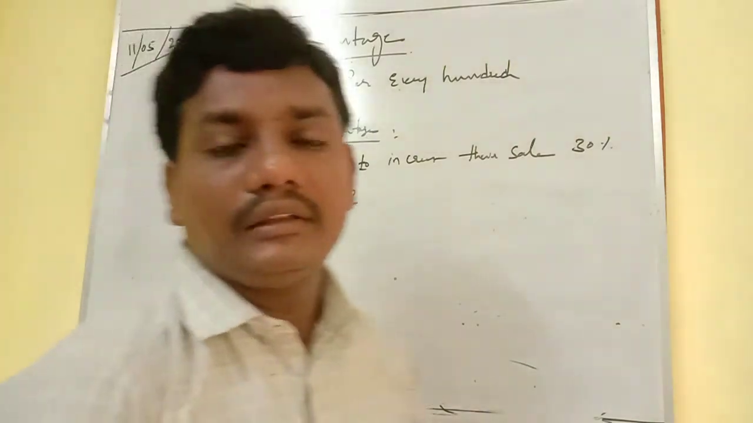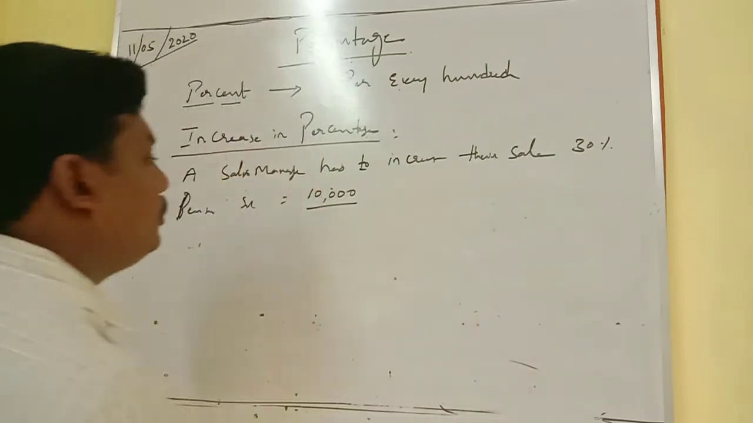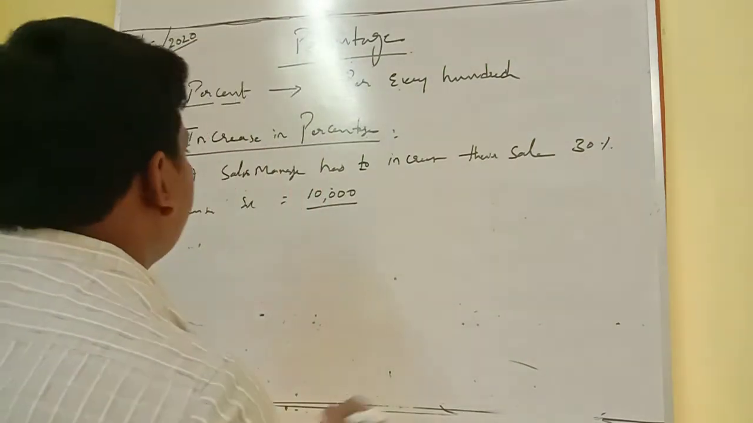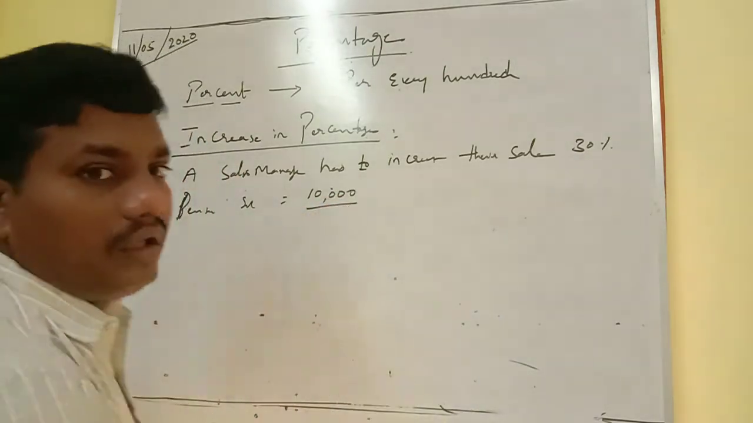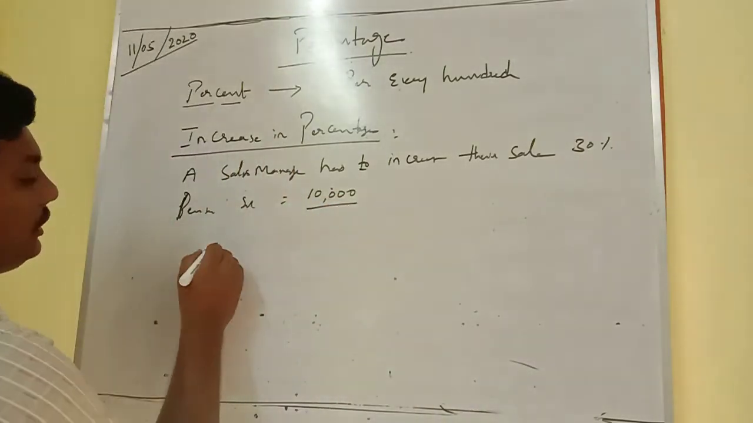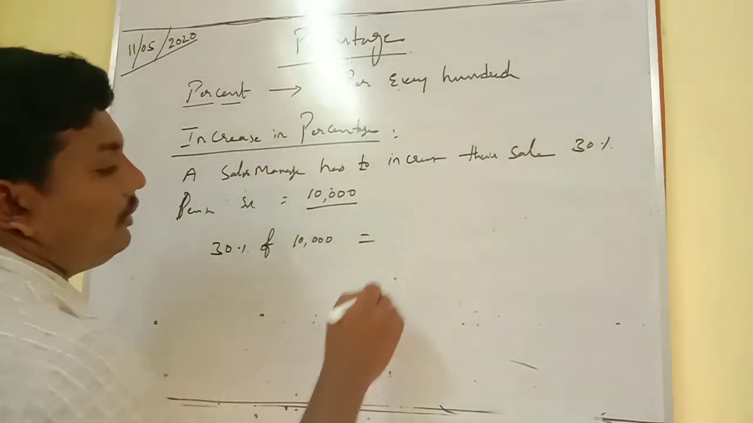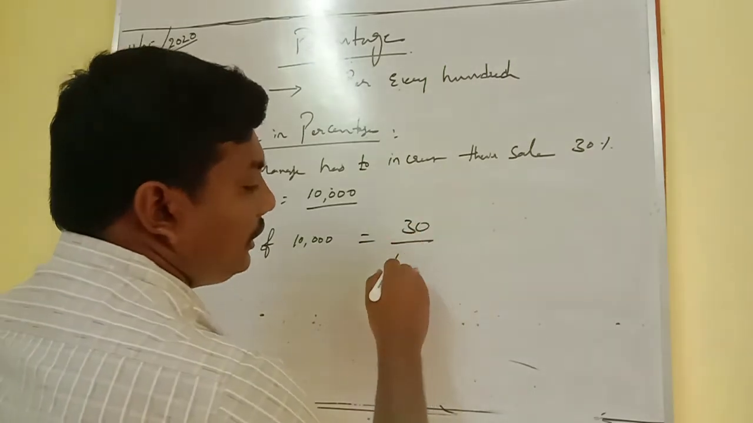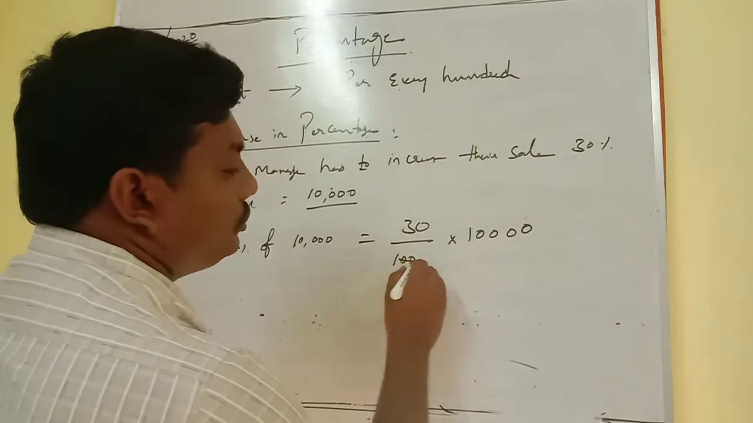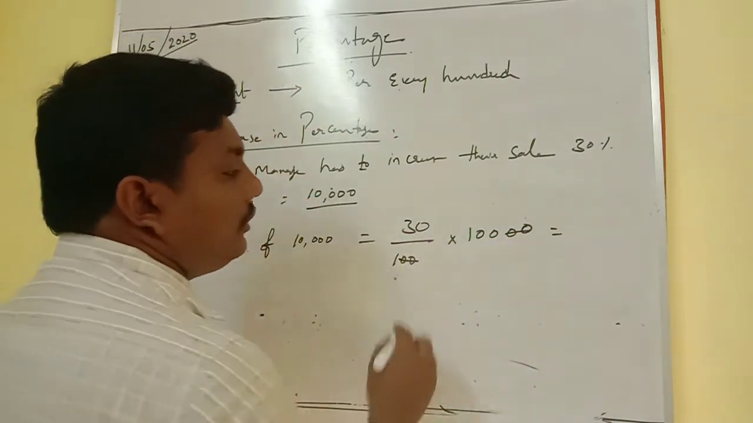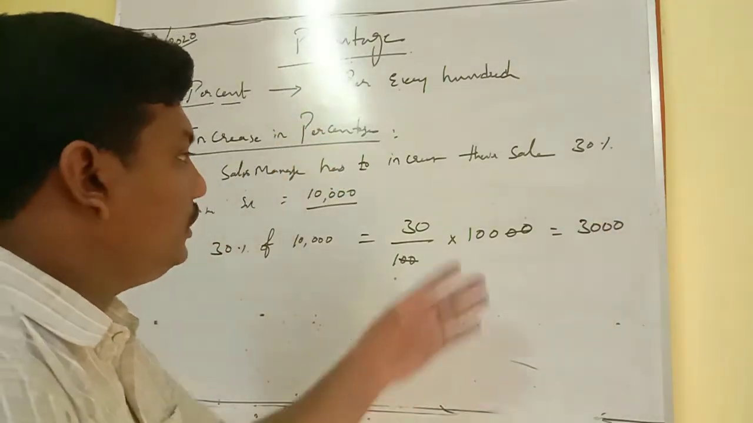What is the increasing percentage value? How much value should be increased? That is the question first. So we have to calculate the value of 30% of 10,000 first. 30% in the sense 30 by 100 into 10,000. Two zeros get cancelled. So this is 3,000 rupees.